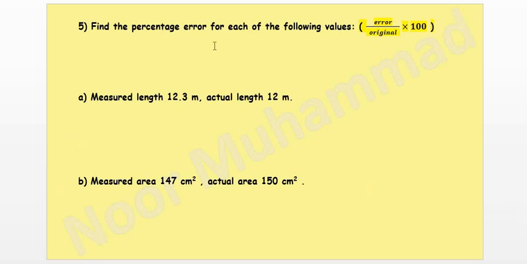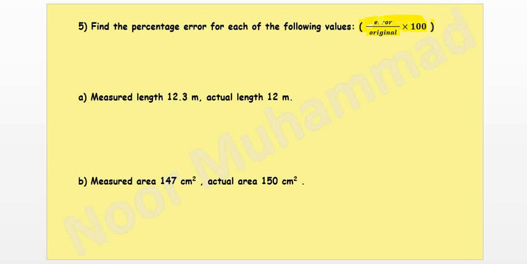Here they said find the percentage error of the following values. Whenever you want to find the percentage error, you are going to use this formula, that error divided by the original value times it by 100. By the way, the same formula could be used whenever they ask you to find percentage increase or percentage decrease.